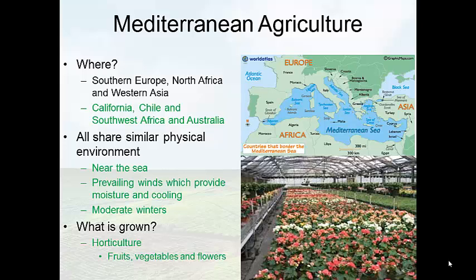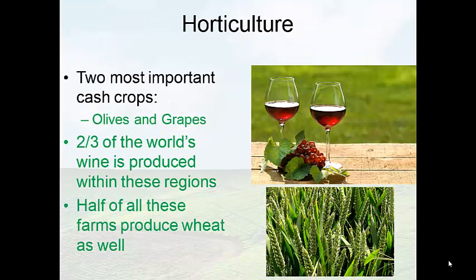And so what is grown in these areas? Well, it's something called horticulture. It's specifically fruits, vegetables, and flowers. All right, so let's get into that horticulture for a second here. The 2 most important cash crops in Mediterranean agriculture are olives and grapes. In fact, 2/3 of the world's wine is produced within these regions. And half of all these farms also produce wheat as well.